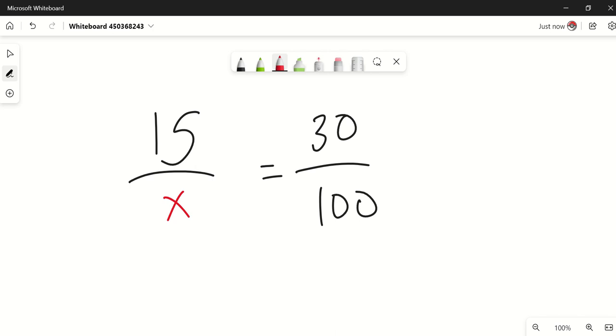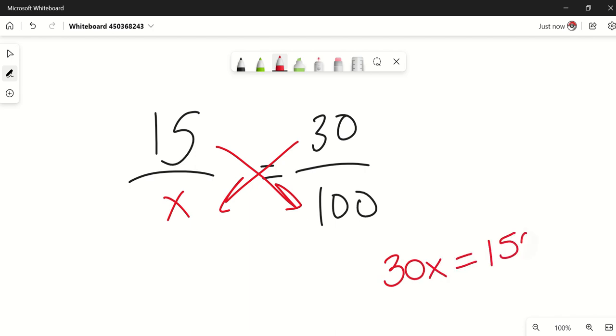And now I'm going to cross multiply. That means multiplying the numerator and denominator of the opposites. 30 times x would be 30x equals 15 times 100, which is 150. Now, bear with me. In order to solve for x, I need x to be by itself. I'm going to undo this, and I'm going to divide by 30 on this side, and I'm going to divide by 30 on this side. X will now equal whatever 150 divided by 30 is.